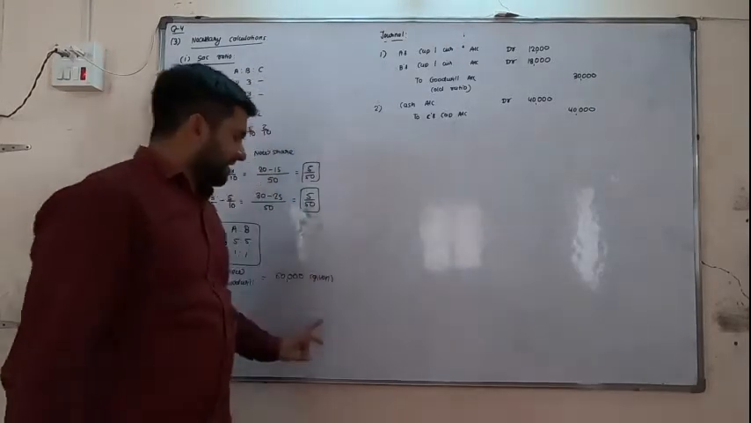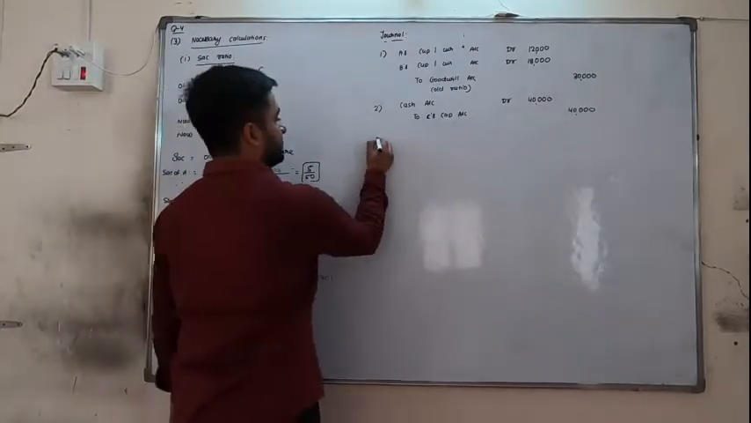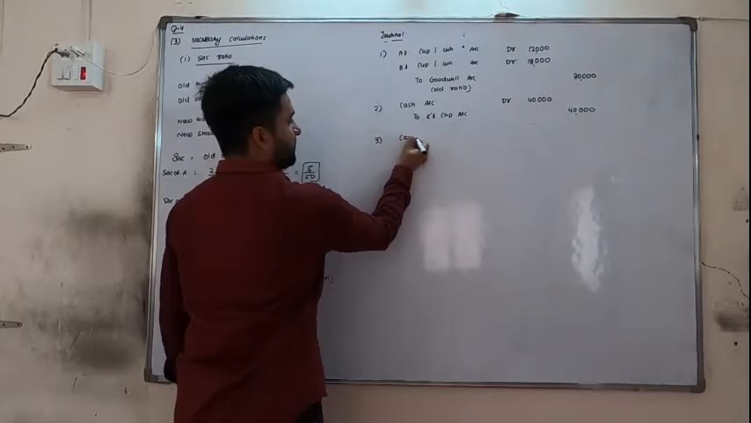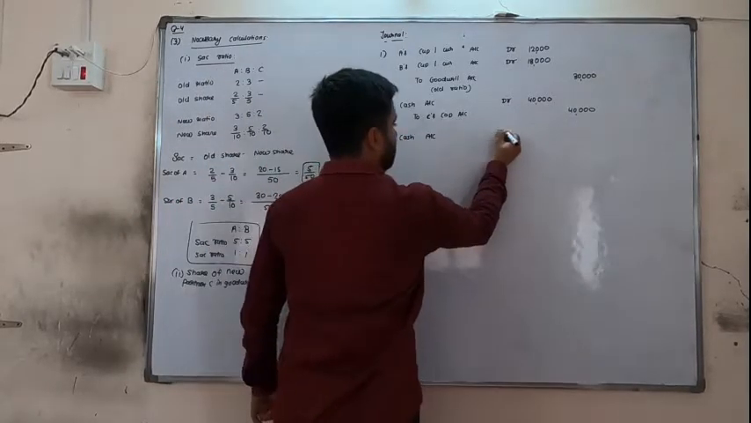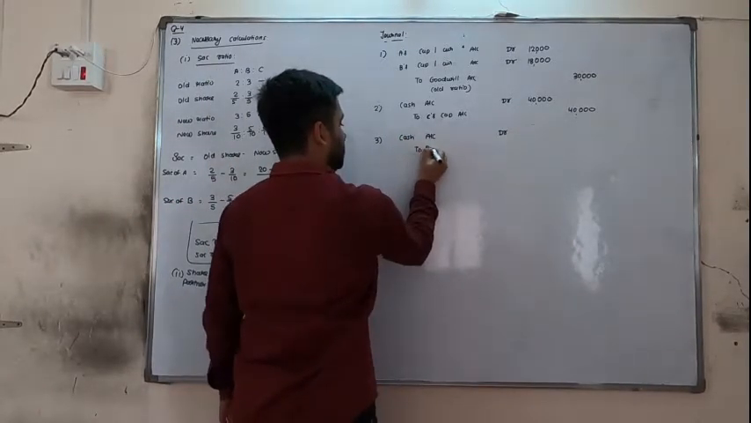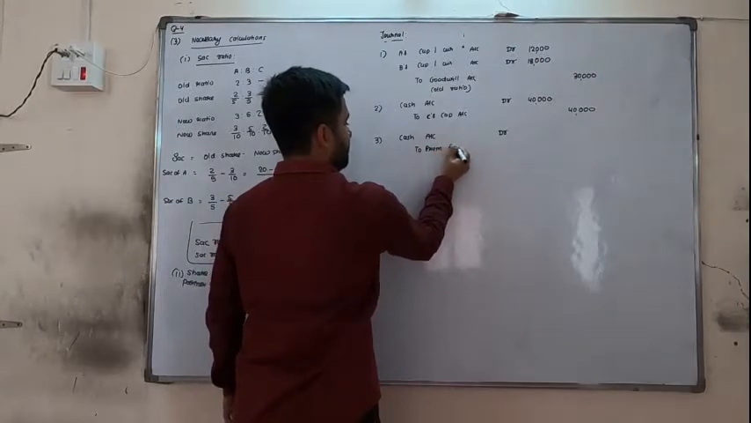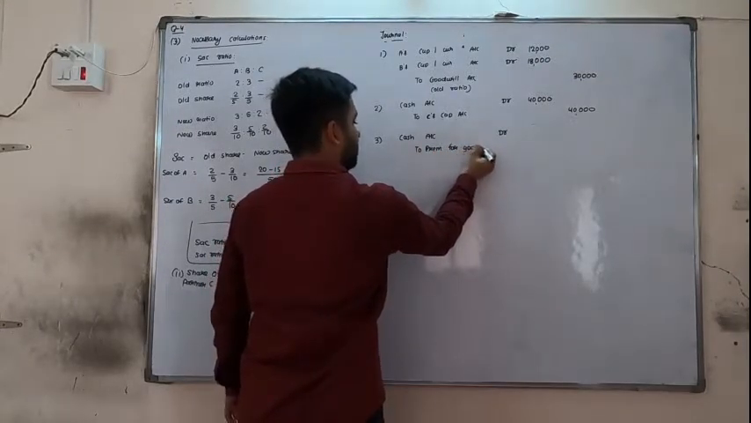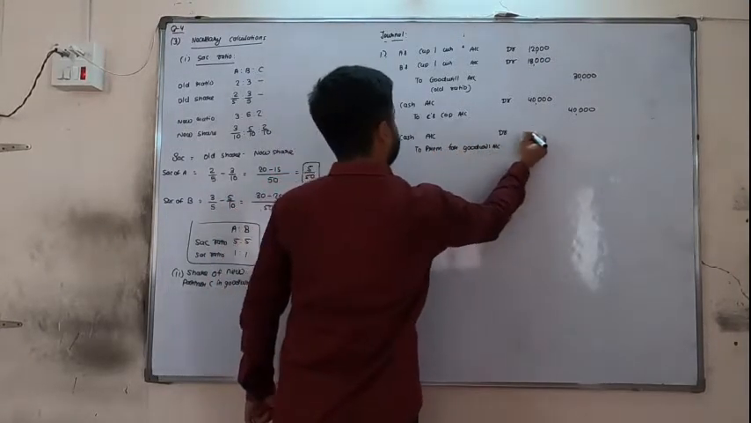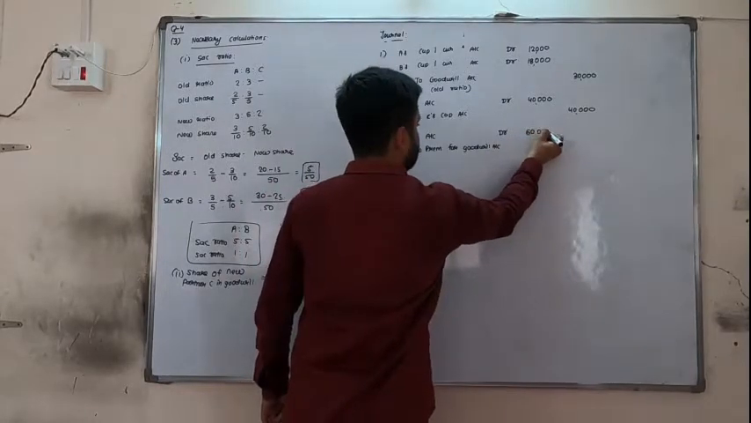Now as per the format, third entry is when new partner is bringing premium for goodwill in cash, and it is given directly as 60,000. So entry would be cash account debit to premium for goodwill account, amount is 60,000.